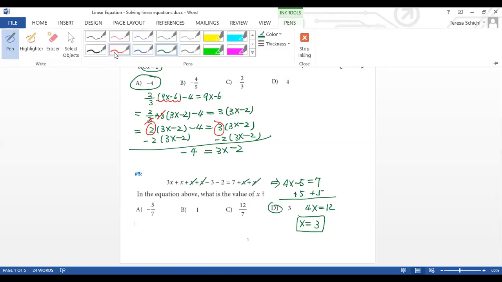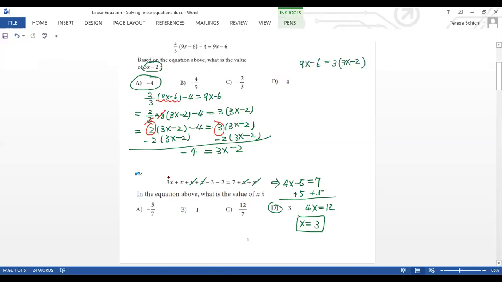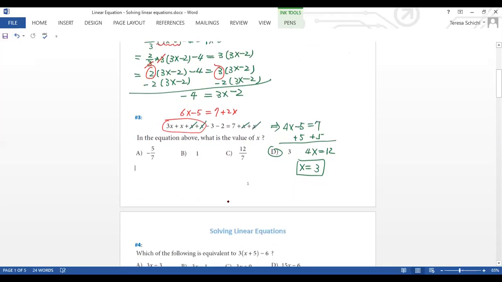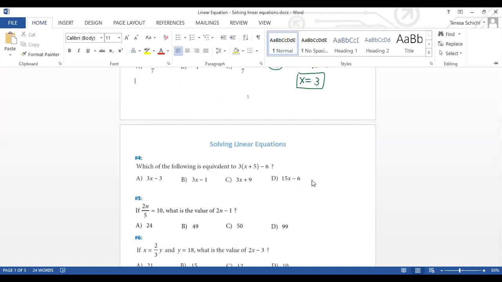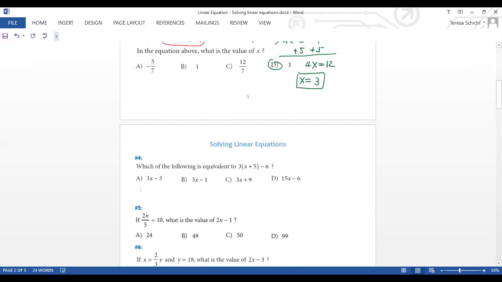You can say, okay, combine this one first, right? So you can say this is 1, 2, 3. So you can say it's 6x minus 5 is equal to what? 7 plus 2x. Then you minus the 2x both sides and then plus 5. So you still can get the answer, but sometimes it will take a little bit longer, right? Okay, so now let's take a look at the next ones here.